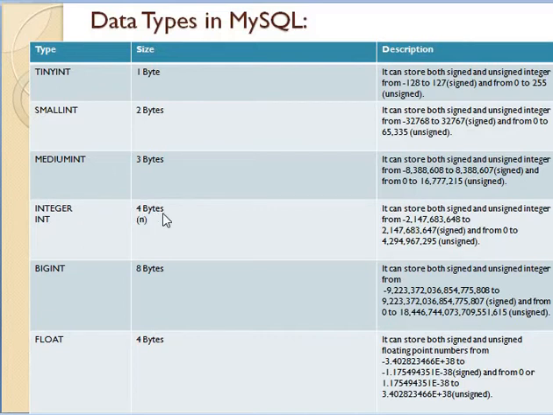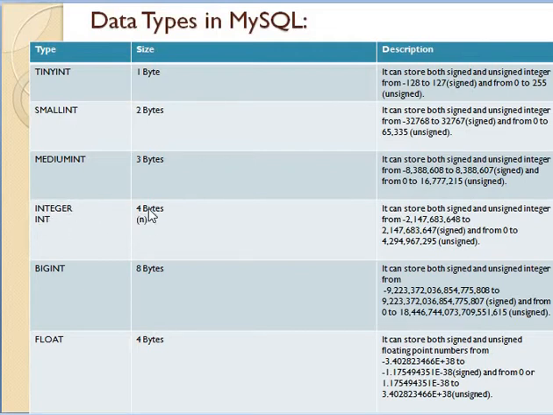Then come below, see the integer data type. Its size is 4 bytes. It can store both signed and unsigned integers ranging from -2147483648 to +2147483647 as signed, and from 0 to 4294967295 as unsigned.